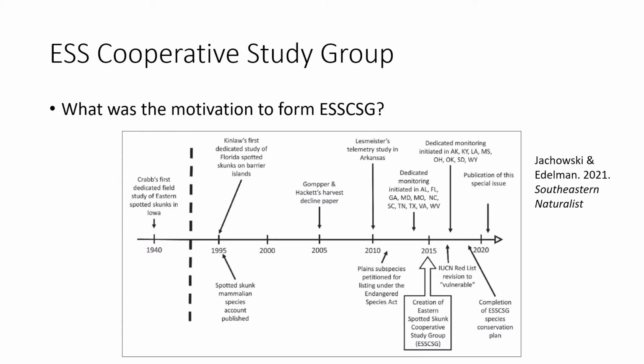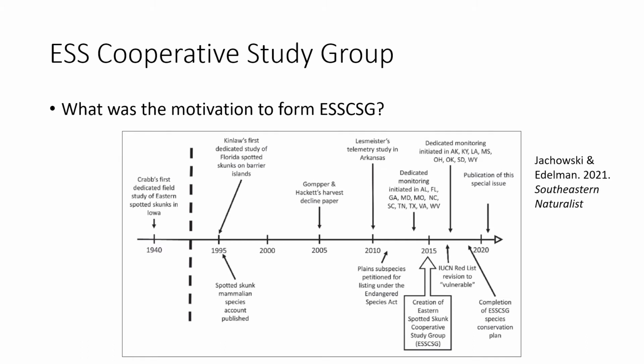If you're not familiar with our group, you may be curious about why it initially formed. There's a couple of factors that led to our group formation in 2015. Those include documented declines in the populations of eastern spotted skunks across its range, and that triggering the plains subspecies being petitioned for listing under the ESA. And then also the rise in monitoring and research that occurred just prior to 2015.